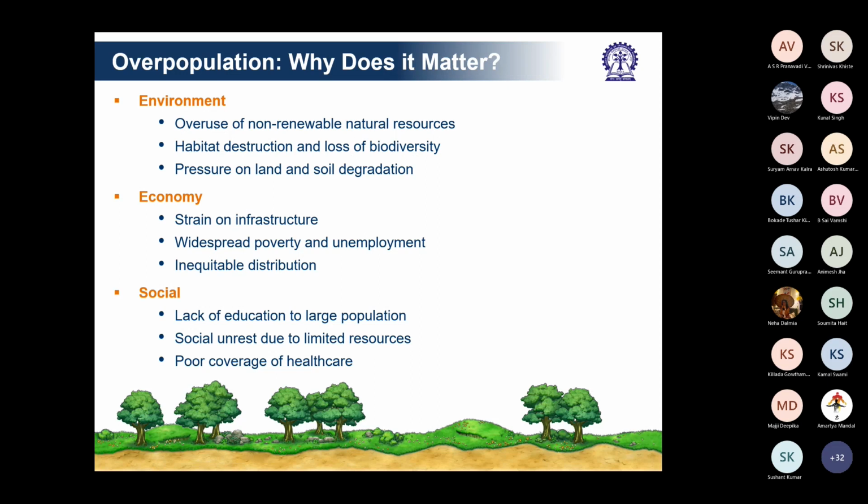Okay, so overpopulation is impacting all the various dimensions of sustainable development. See, overpopulation is resulting in overuse of non-renewable resources. Okay, it is putting pressure on land and soil degradation. Then it is also straining infrastructure. It is resulting in widespread poverty and unemployment, inequitable distribution, and so on. It is resulting in lack of education to large population, social unrest, poor coverage of healthcare, and so on.